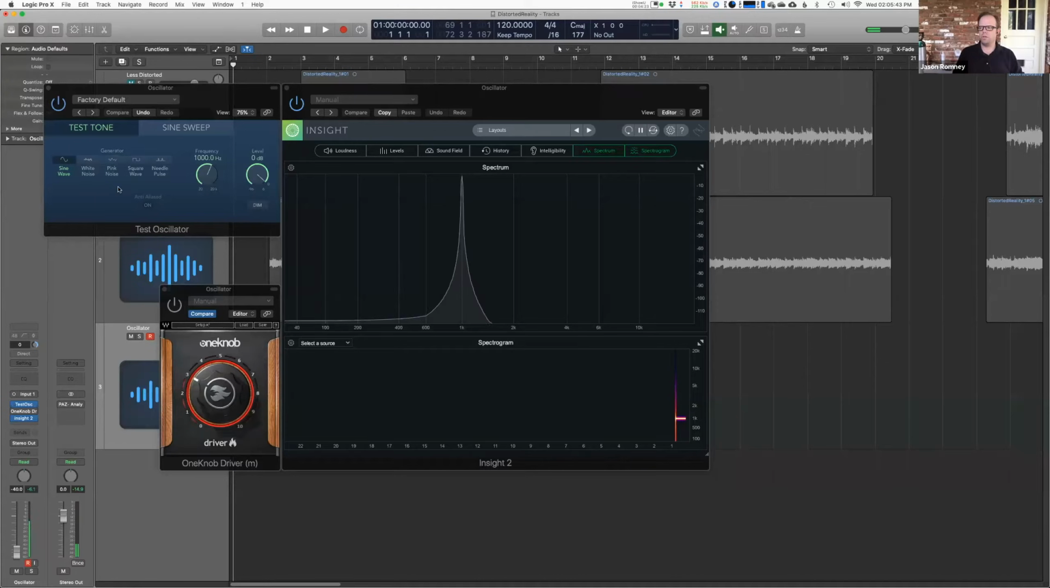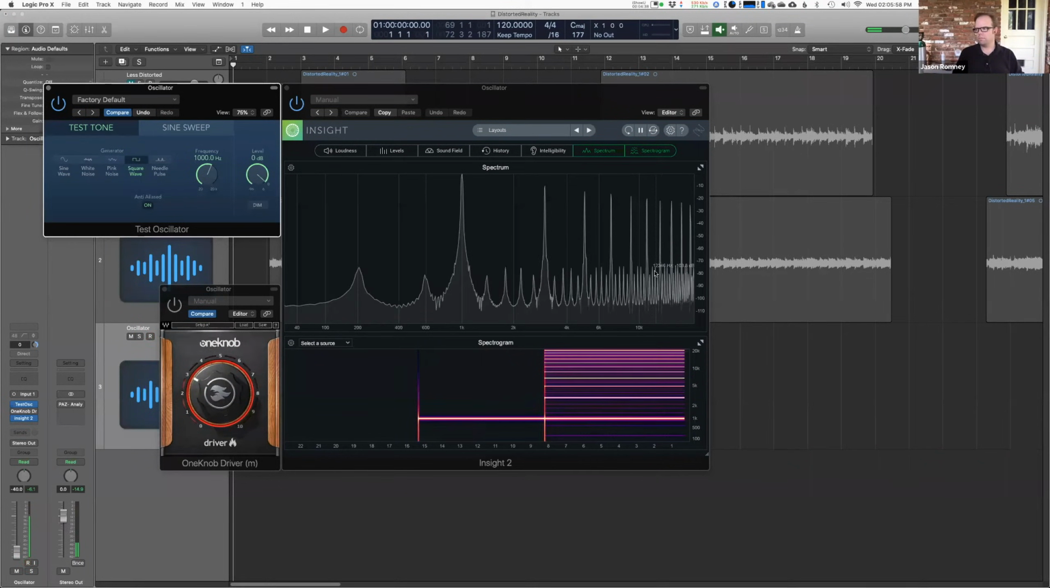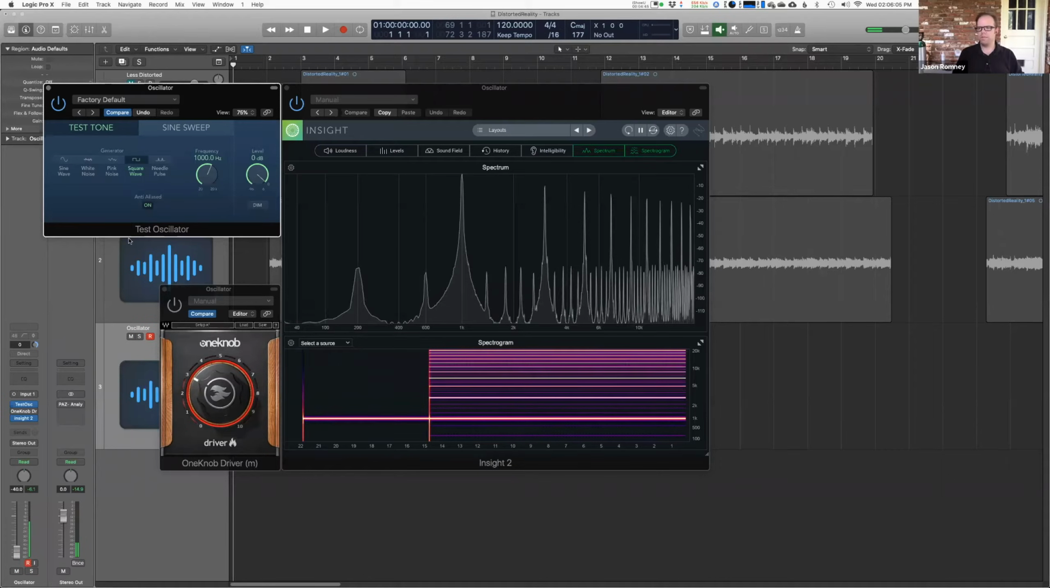So let me show you here. I'm going to take the same oscillator and go from a sine wave to a square wave. And look what happens to my spectrum view. Oh, look at that. It's like the exact same harmonic pattern that I had when I activated my distortion plugin. And you see how I've got all these other lines here for the same harmonics in the spectrogram. It's basically the same thing.